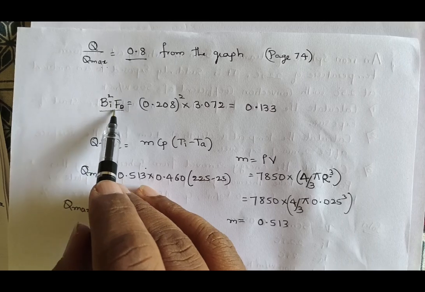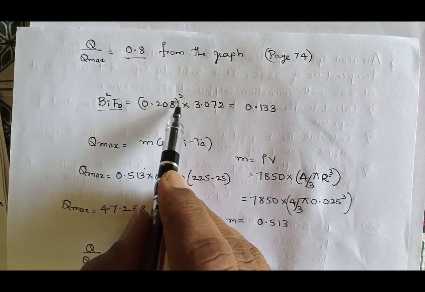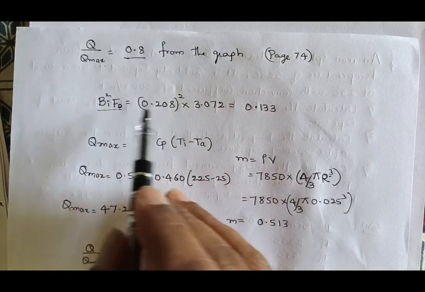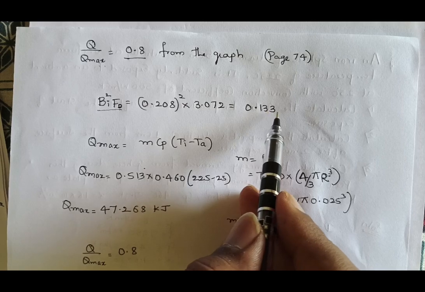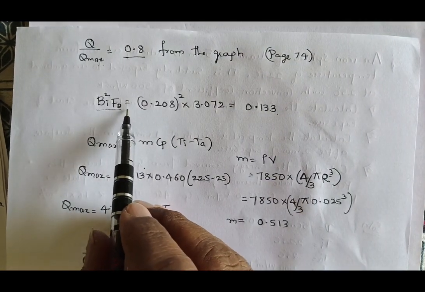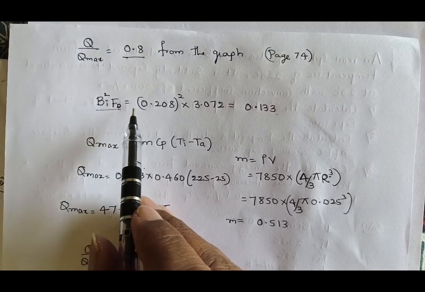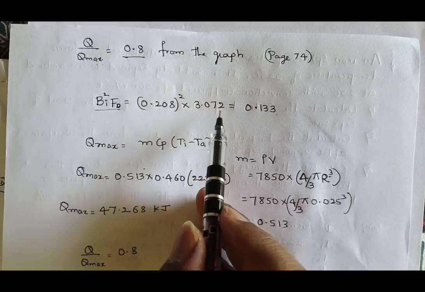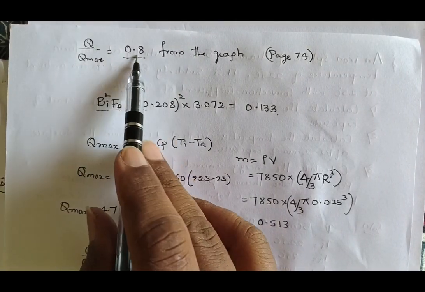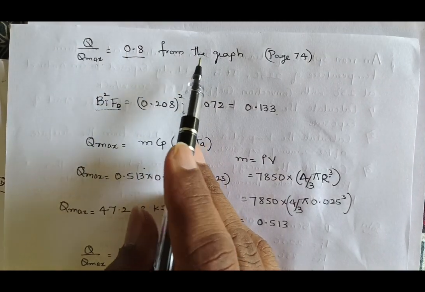So Biot number square into Fourier number. Biot number already we have calculated, it is 0.208, bracket square, into Fourier number 3.072. So Biot number square into Fourier number will be 0.133. So this value along with, in the graph Biot number values are given. So based on this Biot number square into Fourier number and along with Biot number graph, we have calculated this value 0.8 from the graph directly.